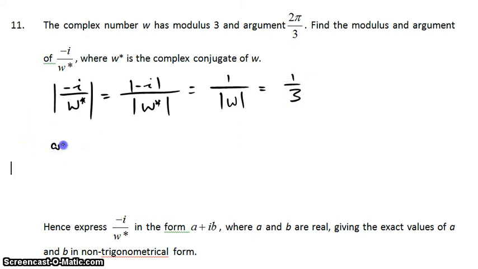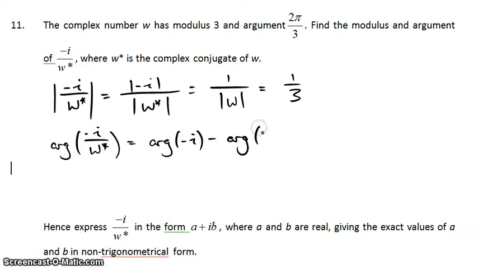What about the argument of minus i over w conjugate? Well, this is going to be the argument of minus i minus the argument of w conjugate. But the argument of w conjugate is the negative argument of w, so this is just the argument of minus i plus the argument of w.